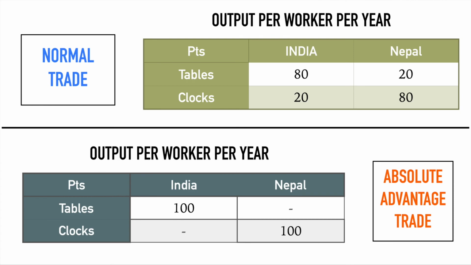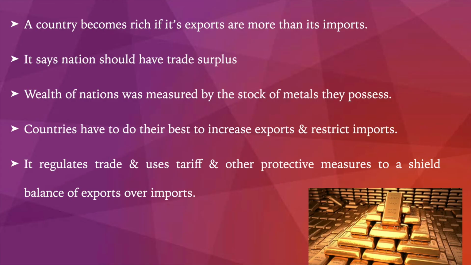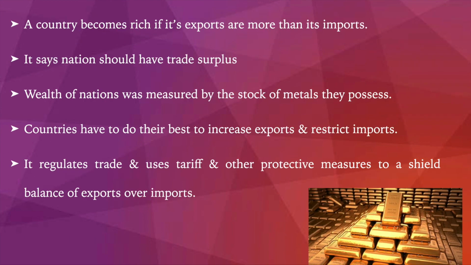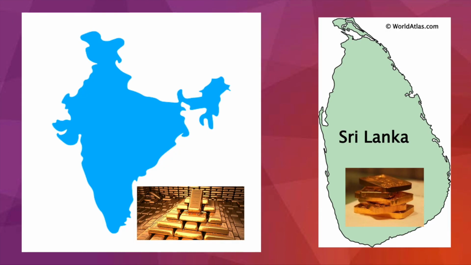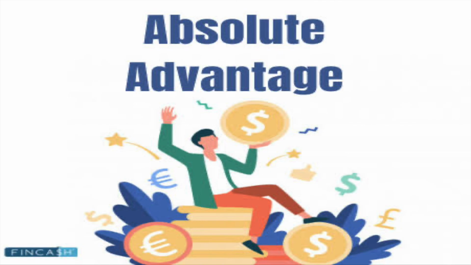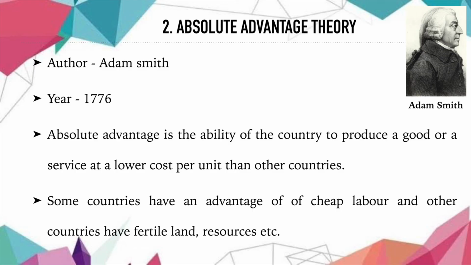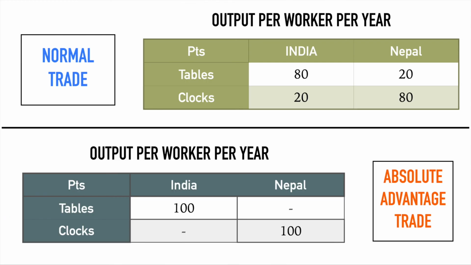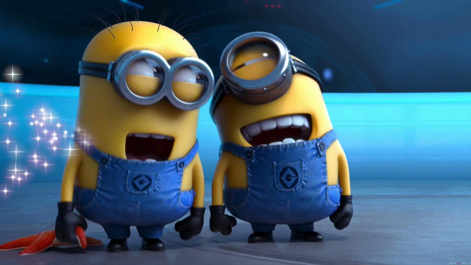Hope you've understood both the theories today. That is the mercantilism theory, given by Mr. Thomas Mun in the year 1630, that stated the importance of a country's gold holdings to make sure a country is economically independent. And then we studied absolute advantage, which is given by Adam Smith in the year 1776. And this is the example.